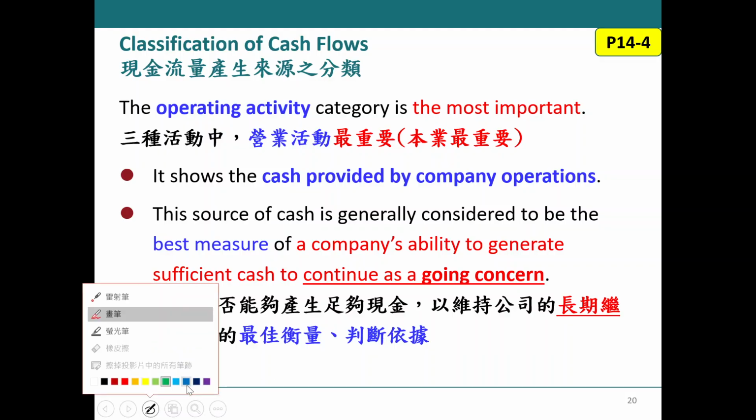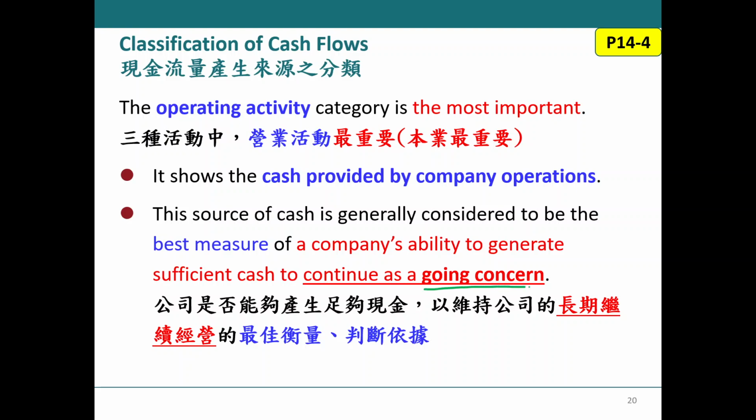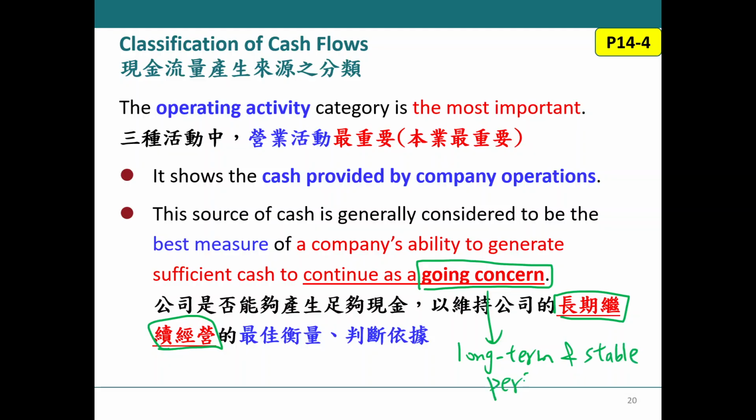So here going concern is to make sure your company has long-term and stable performance. 长期继续经营的能力。Going concern means 长期继续经营。So it means long term and stable performance. Okay, so it's quite important. That's why we try to separate them into different activities.